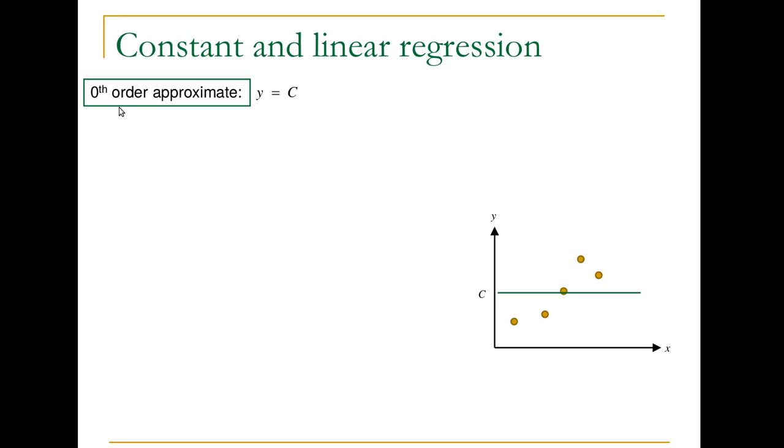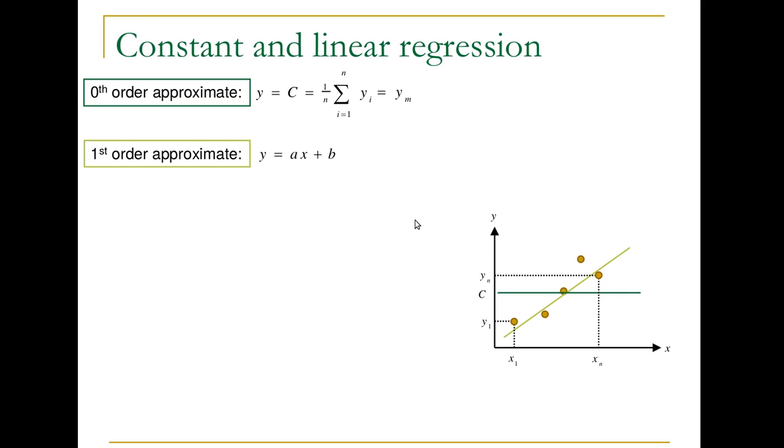So here is a 0th order approximate. We're saying that we're predicting y to be c, which is a constant value. If we use least squares approximation, which we'll get into in a little bit, then we come up with a value for c that's just equal to the mean. So least squares tells us that the best value for y would be the arithmetic mean.